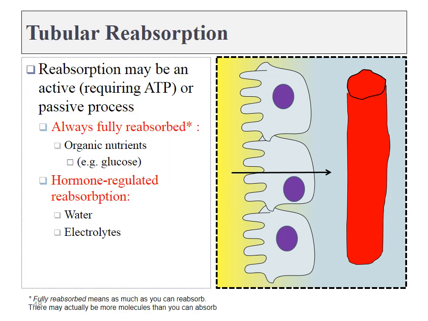Organic nutrients are always fully reabsorbed. By organic, I of course mean molecules that contain carbon atoms, like glucose and amino acids. And by fully reabsorbed, I mean I reabsorb as many of those as possible, never anything less than that. But I could always eat excessive amounts of amino acids or glucose, and the excess amounts would not be reabsorbed. I'll have an illustration for that coming up. On the other hand, the reabsorption of water and electrolytes is tightly controlled by a number of hormones.